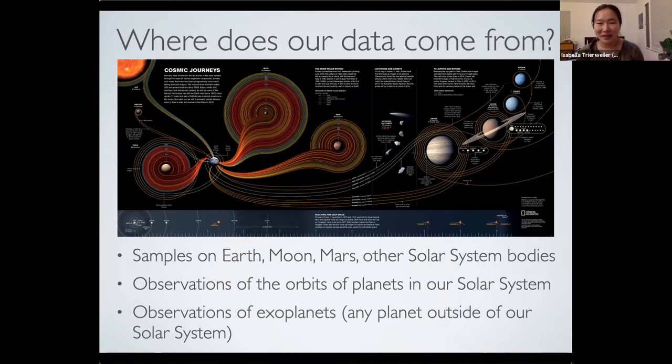For example, one thing we can definitely do is look at the planets in our solar system. The Earth, Moon, and Mars are all kind of nearby. This is a graphic from National Geographic that shows recently all of the different missions that have been sent to places in our solar system. We've checked out the sun, a lot of the terrestrial planets, and the moon many, many times. But we also learned a lot about the outer solar system.